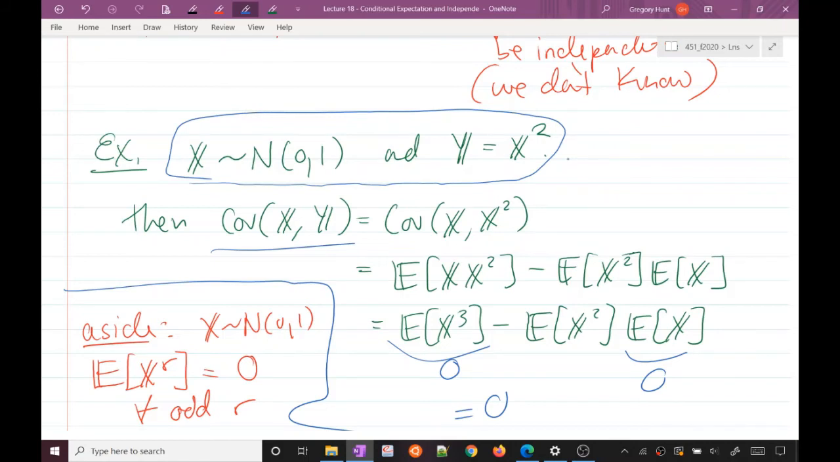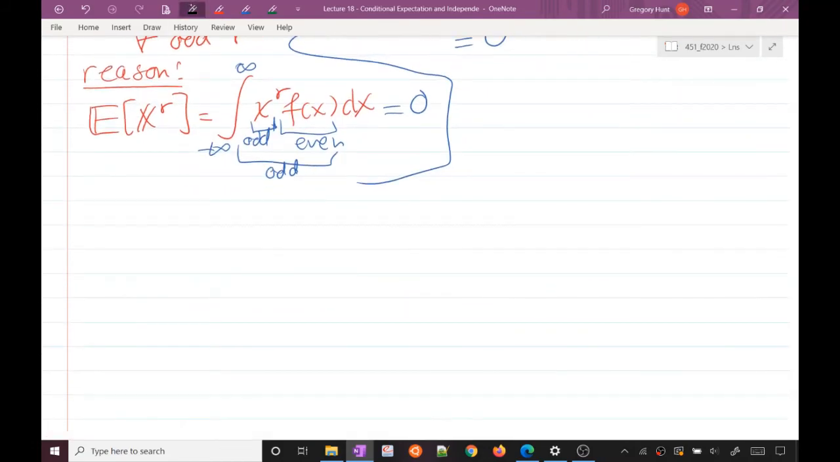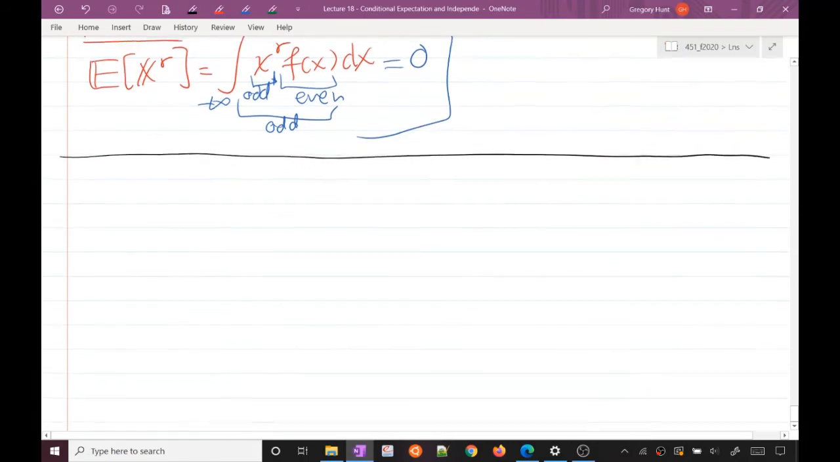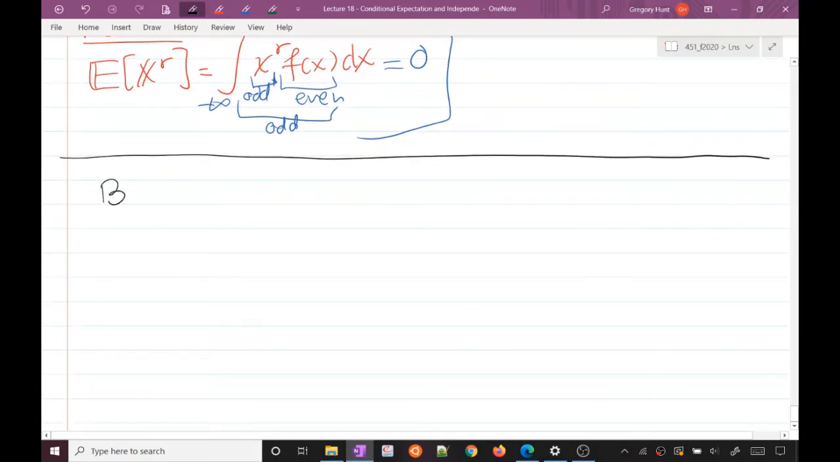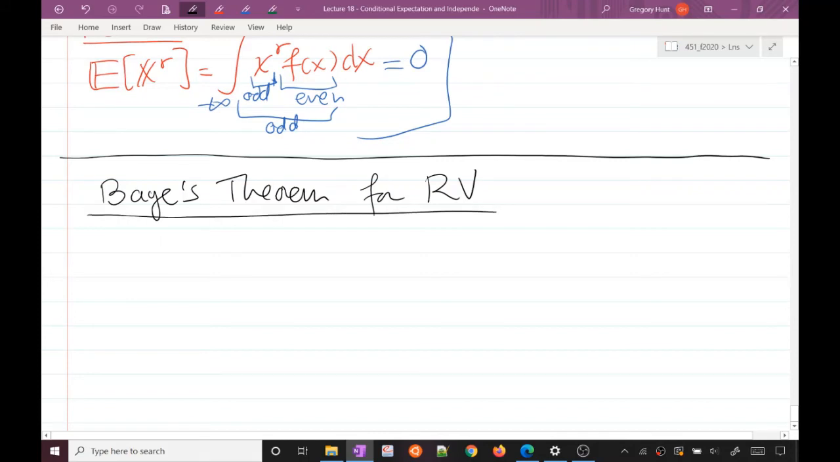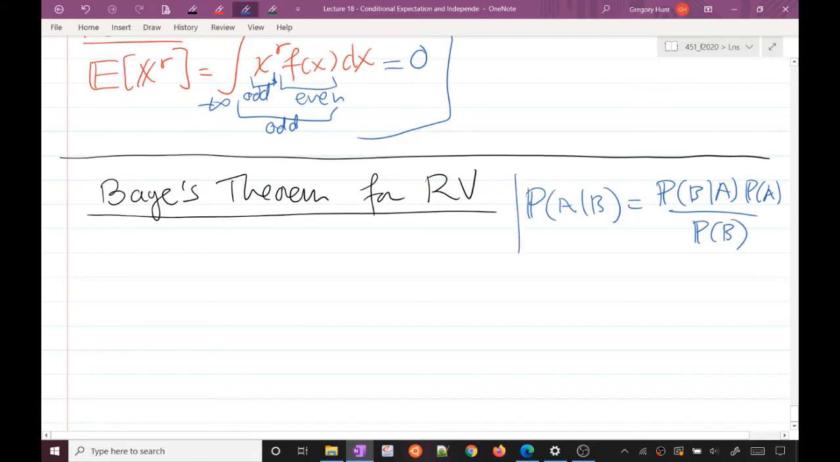So other things that we did for events that we can also do for random variables, when talking about independence and conditional distribution, is we had something called Bayes' theorem. We had that for events, but we can define a similar thing for random variables, right? So for events, the probability of A given B you could write as the probability of B given A times the probability of A over the probability of B. All right, that was Bayes' theorem for events.